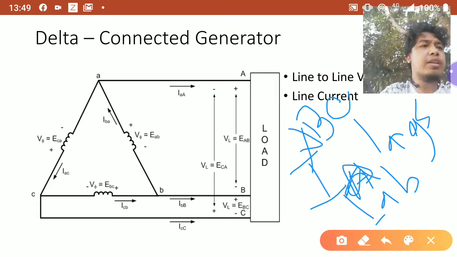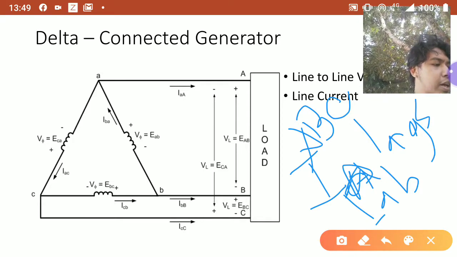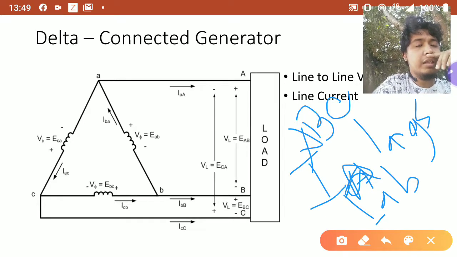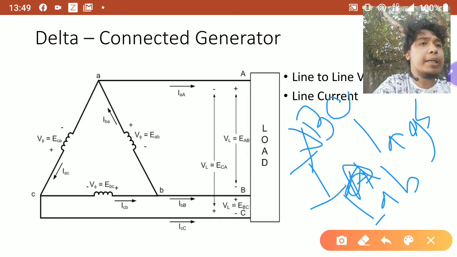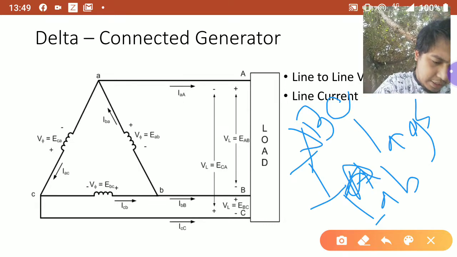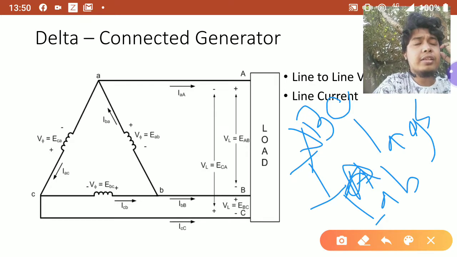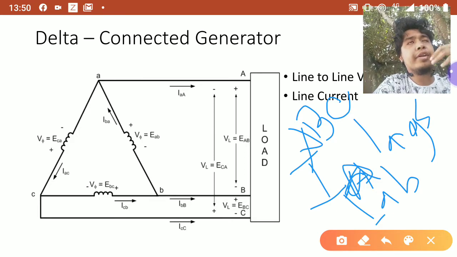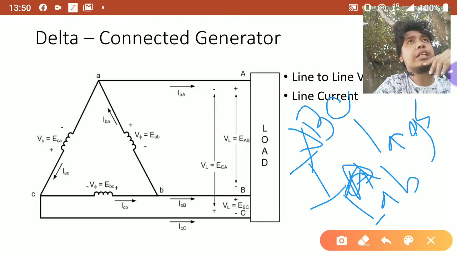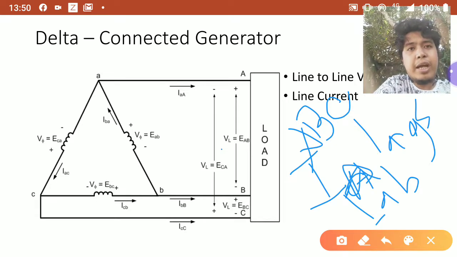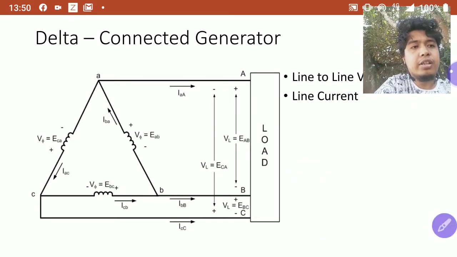Let's just use that for now. But there are times where you cannot use that lagging and leading by 30 degrees, when we are in unbalanced systems, but we'll deal with that later. For now, let's just use that mnemonic for the relationship between the line-to-line parameters, the line parameters and the phase parameters. Okay, so that is your Y and delta generators for 3-phase systems.